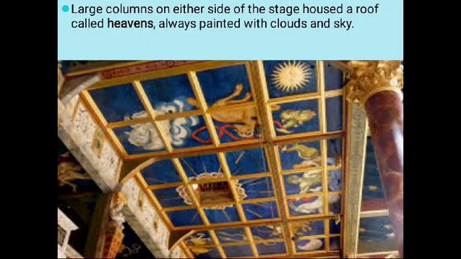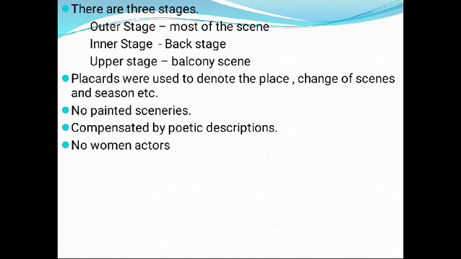The roof of the stage is called heaven, and it is painted with clouds and skies. There are 3 stages in Globe Theatre: outer stage, inner stage, and upper stage. Most of the scenes which take place in open yards will be enacted on the outer stage. For example, we can take the war scenes in Julius Caesar.